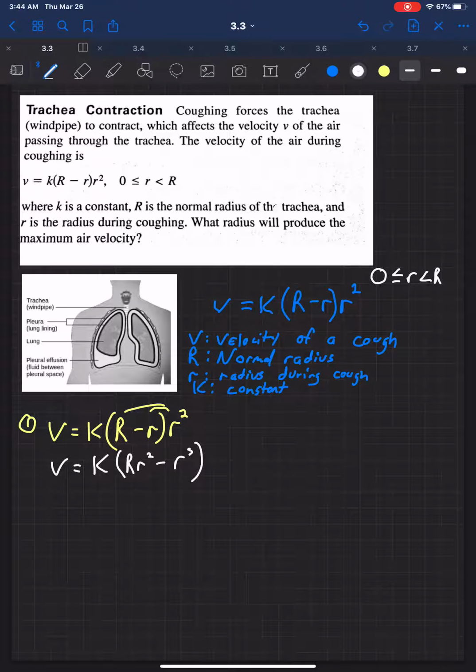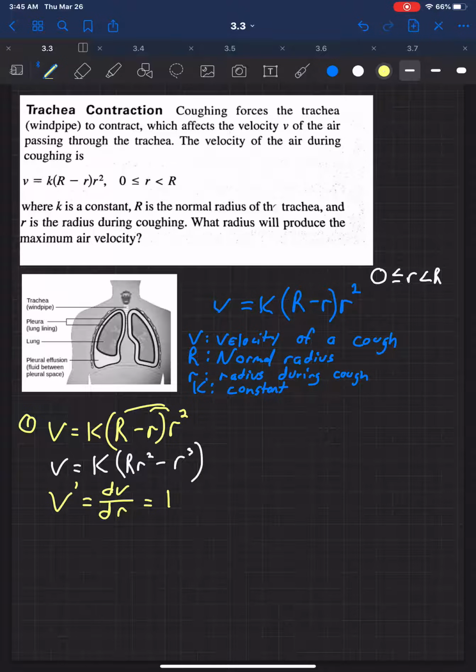All right, and now this is a much easier derivative to take. So what do we want? We have v, and we want v prime. Remember that you are taking the derivative of v with respect to, well, you have little r, big R, k. What are you taking the derivative with respect to? Well, you're taking the derivative of v with respect to little r, the radius of your trachea during a cough. So let's go ahead and take that derivative.